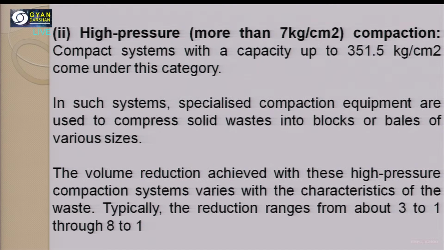High pressure, where pressure is more than 7 kg per square centimeter. Compaction systems with a capacity up to 351.5 kg per square centimeter come under this category. In such systems, specialized compaction equipment is used to compress solid waste into blocks or bales of various sizes. The volume reduction achieved with these high pressure compaction systems varies with the characteristics of the waste. Typically, the reduction ranges from about 3 to 1 up to 8 to 1.